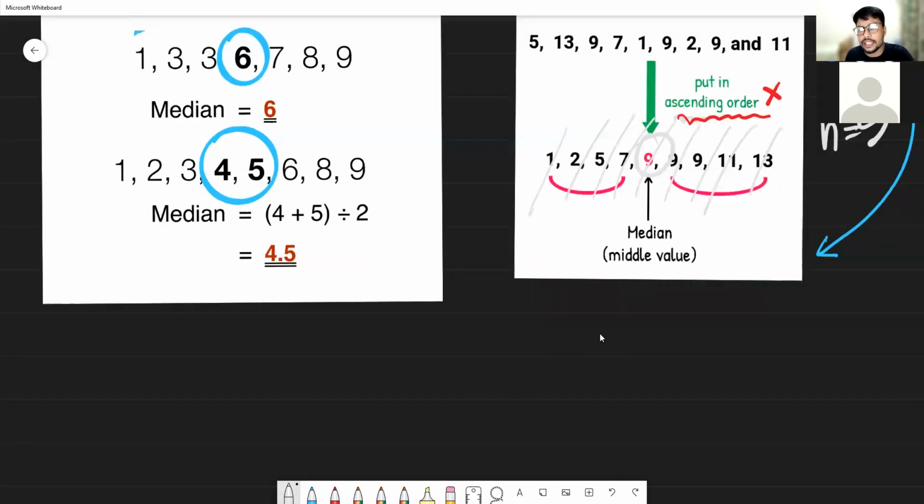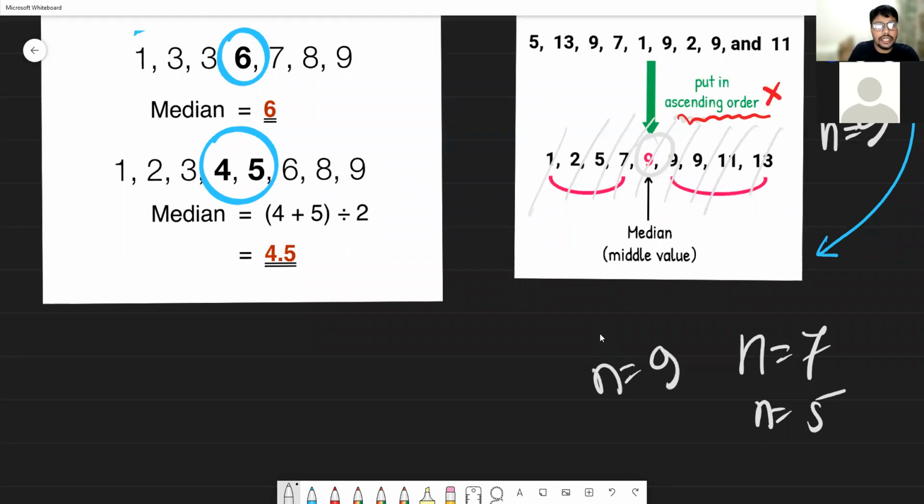First task is to organize the data. Clear? Yeah. First task is to organize our data. You can organize data in both ascending or descending order, no problem. Either order, ascending or descending. Then find the middle number. When the data is odd, n equals 5, n equals 7, n equals 9, directly you can identify the middle position number.